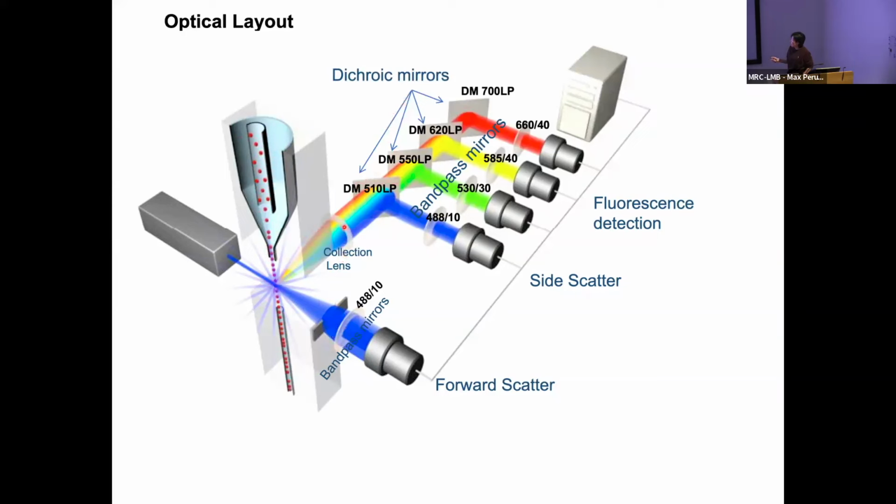For example, the emission light encounters the first dichroic mirror. Anything longer than 510 passes through, and anything shorter than 510 gets deflected and collected by this bandpass filter and enters the detector. The light longer than 510 will go through and encounter the next dichroic long pass filter, and so on and so forth. In this way, multiple fluorophores can be detected if they exist on the same cell population.